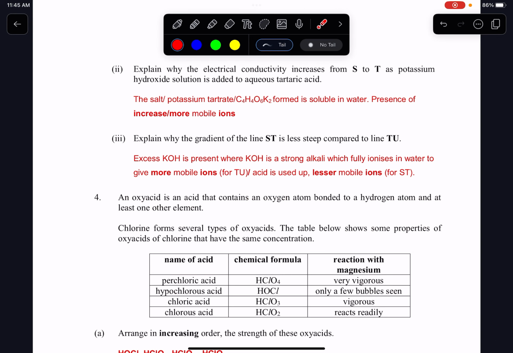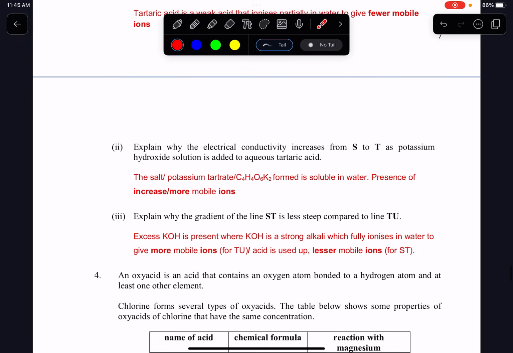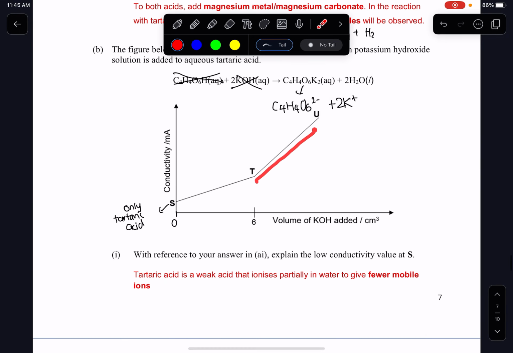Okay, part 3, explain why the gradient of line ST is less steep compared to TU. A lot of you didn't compare the steepness, but you only explained why TU has electrical conductivity. You managed to say that at TU, the potassium hydroxide is already added in excess. Therefore, there are mobile hydroxide ions to conduct electricity, but you didn't compare it to ST. Why is TU steeper than ST?